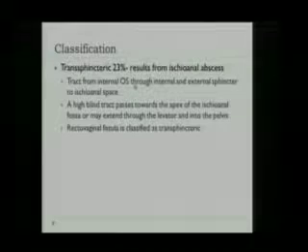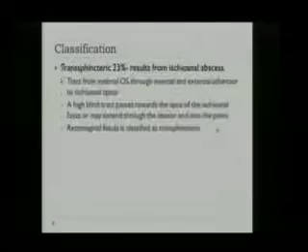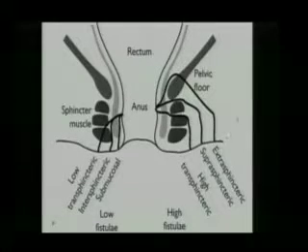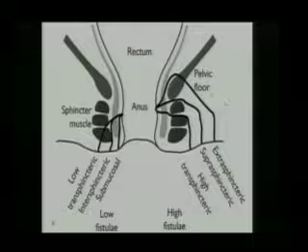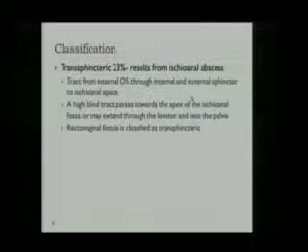So transsphincteric, this is testable, I've seen it, originates from an ischioanal abscess, being here in the ischioanal space. There's a tract from the internal opening through the internal and external sphincter to the ischioanal space.